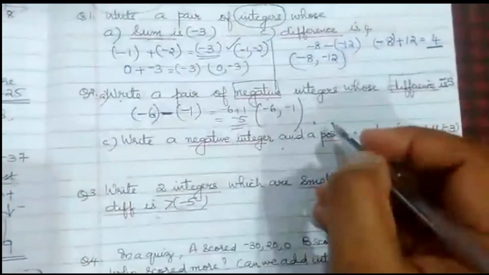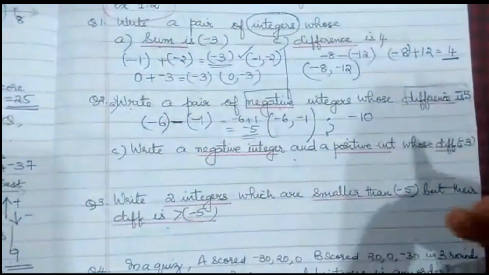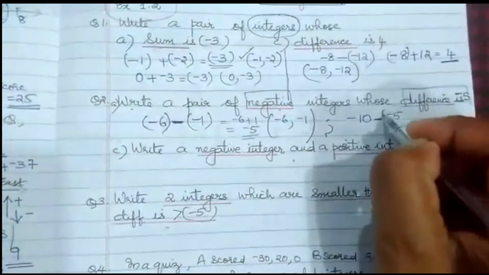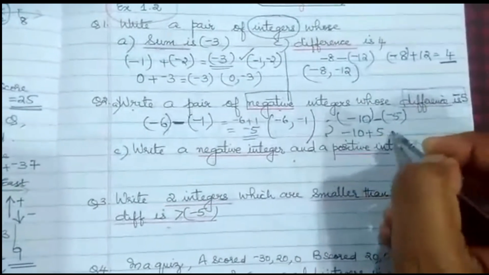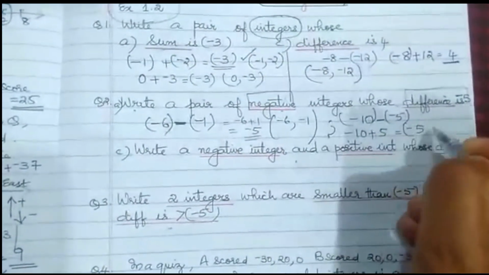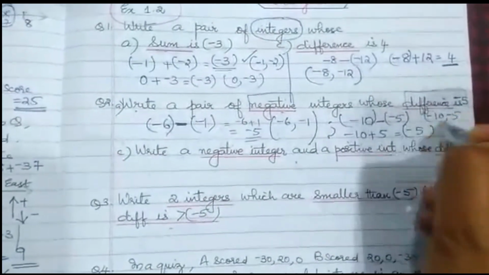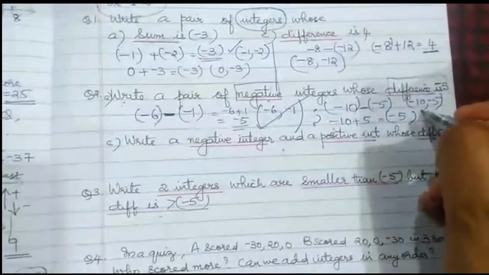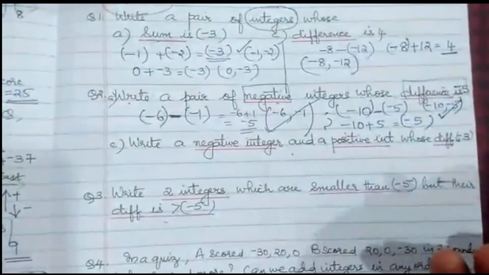Now the next set can be, suppose I am taking minus 10. So minus 10 minus minus 5. What will that be? Minus 10 plus 5, that is equal to minus 5. So the next pair is minus 10, minus 5. Same way you can make. First pair is minus 6, minus 1. Second is minus 10, minus 5. So you can make many such pairs.